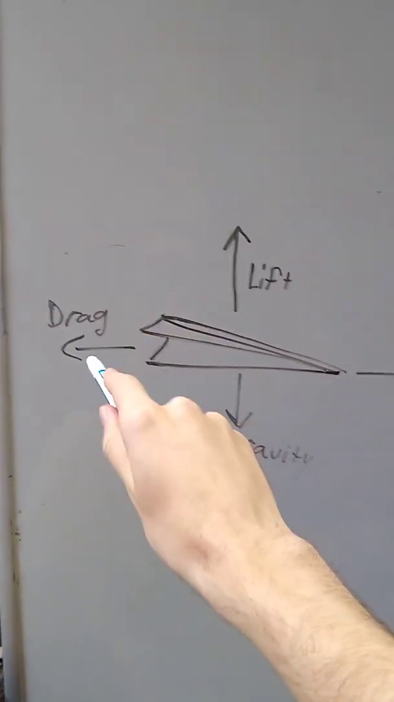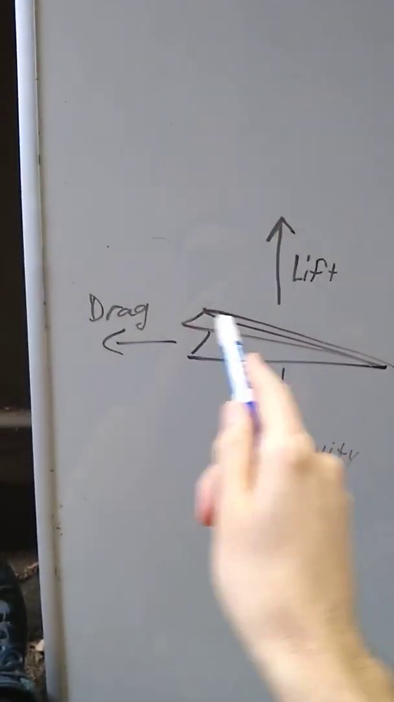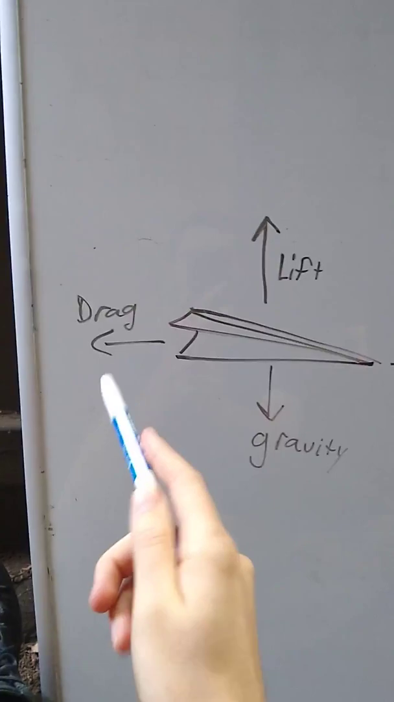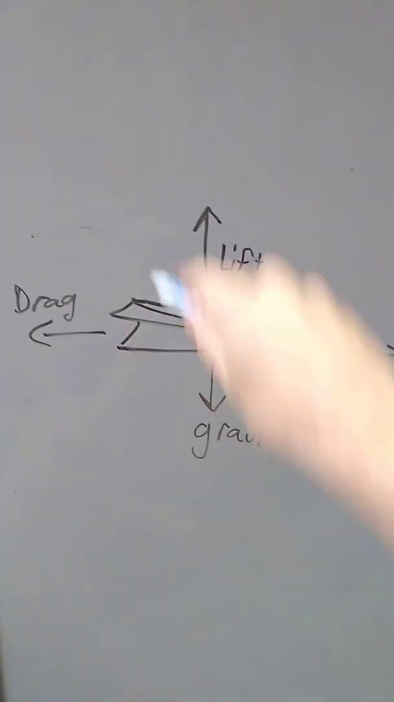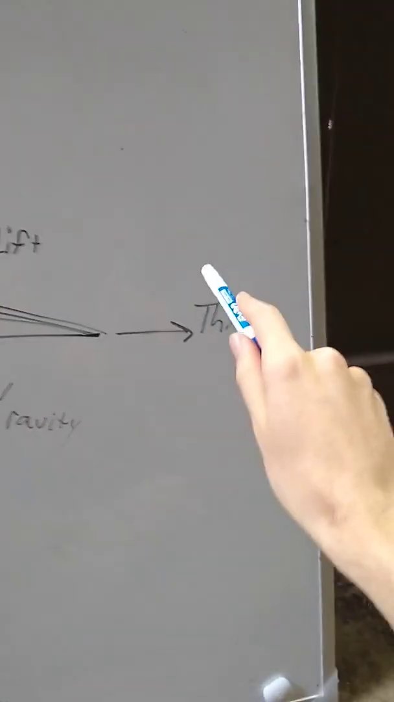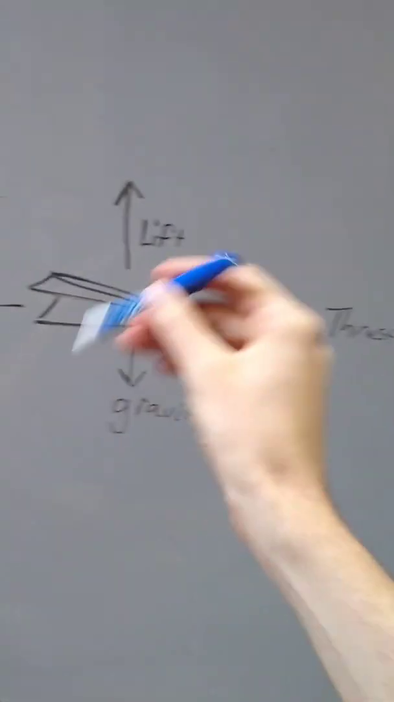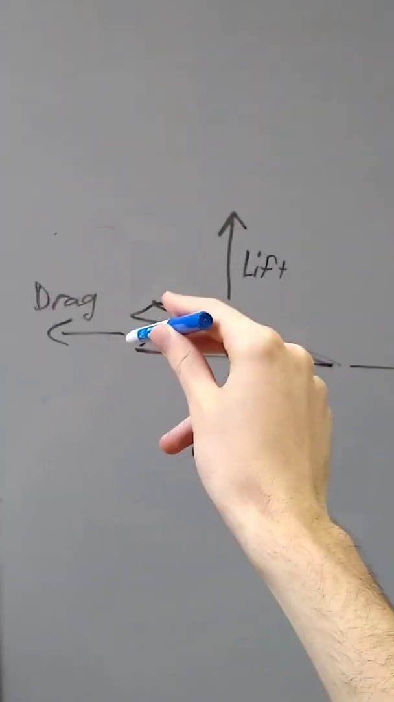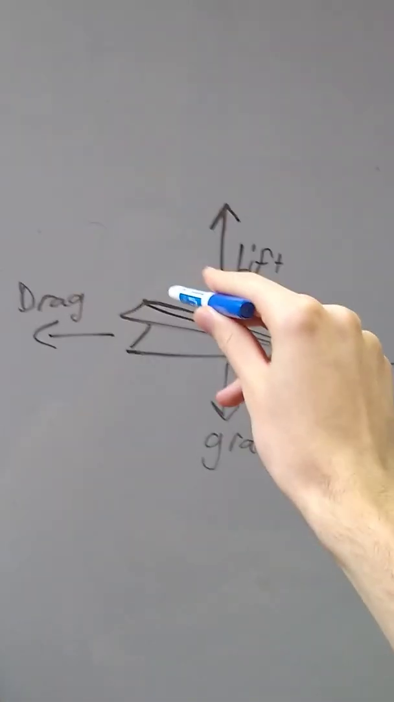So there's drag, which we talked about last time, is the force that slows things down. Now last time it was opposing gravity, right? Because we were just letting things drop. But this time, drag is mostly opposing the thrust. So the thrust is when you throw your paper airplane, you're giving it a force in that direction, right?